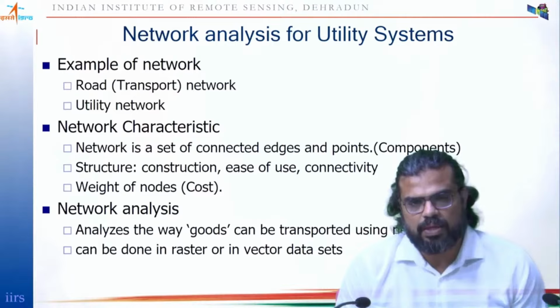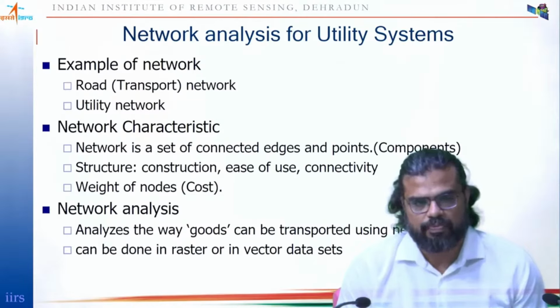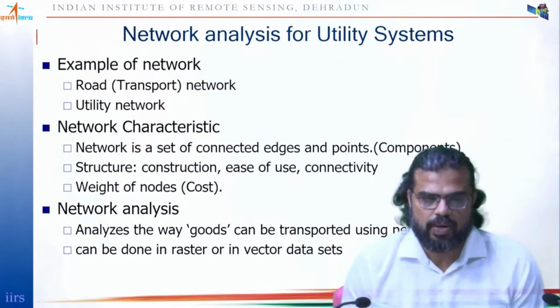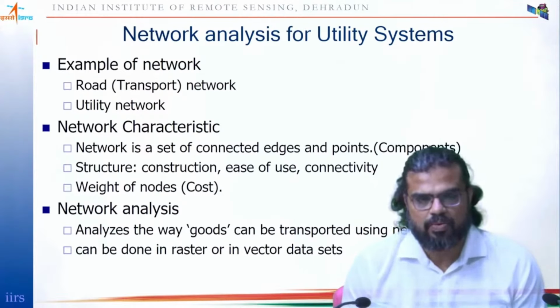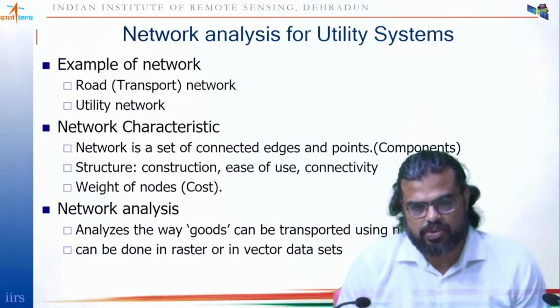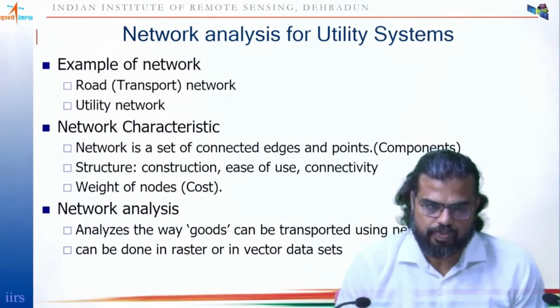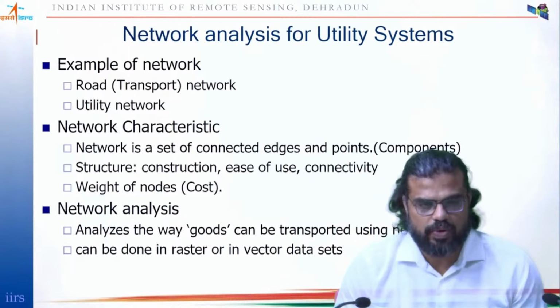And then each of the edges may have a certain cost associated with it. Those costs may be for each edge as a single point, or there may be a cost associated with a group, or you can call it a zone, specific cost may also be associated. Using that, we can carry out analysis like what is the best way of transporting certain goods in a network, and such analysis you can do in vector datasets as well as raster datasets.